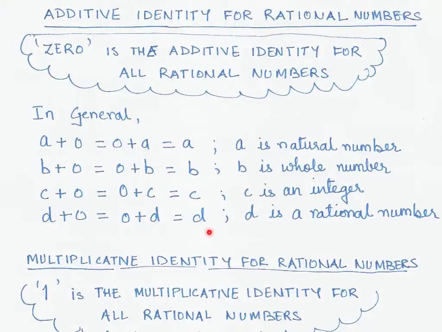So what do we conclude? 0 is the additive identity for all these numbers that we have looked at earlier. So 0 is the additive identity for natural numbers, for whole numbers, for integers, and for rational numbers.